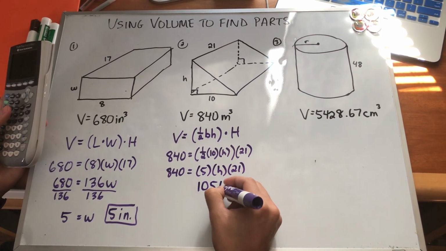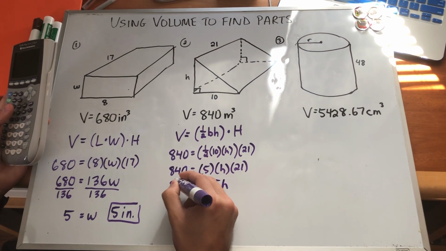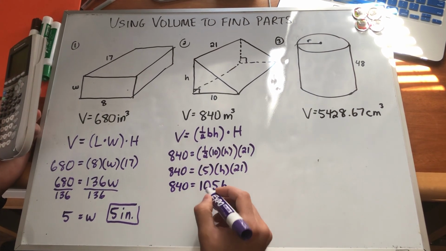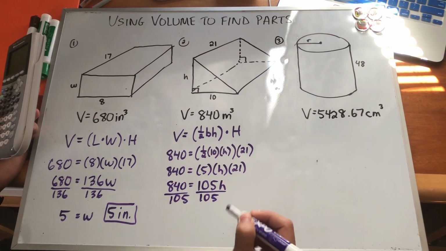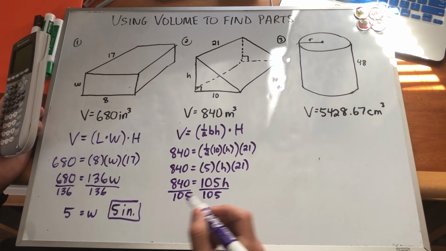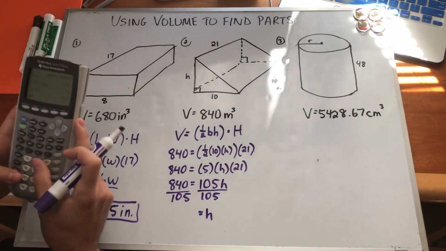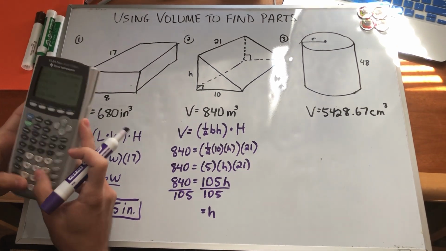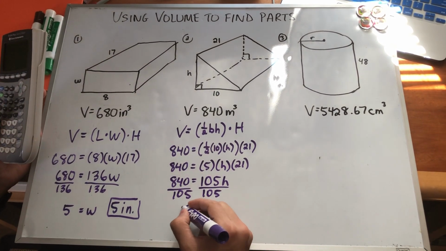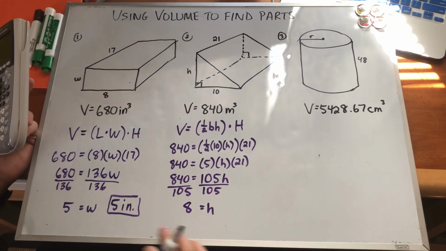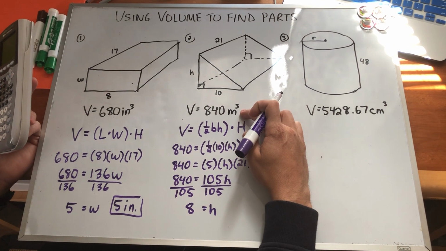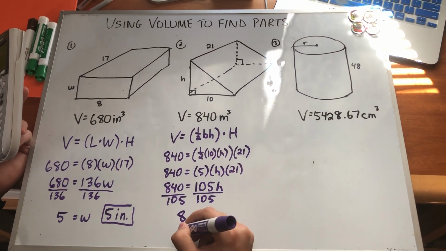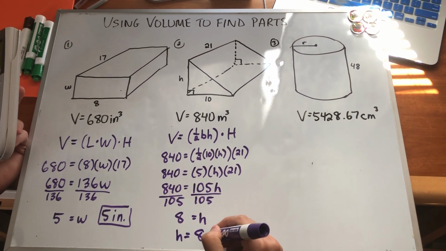So it's 105H equals 840. And again, just divide to get the H by itself. Use your calculator. The height of the triangle ends up being 8. Sometimes they're not going to be neat answers, guys, but these ones, I'm pretty sure they all end up being neat. So the height, again, you're looking at this is dealing with meters. The height is going to be 8 meters.